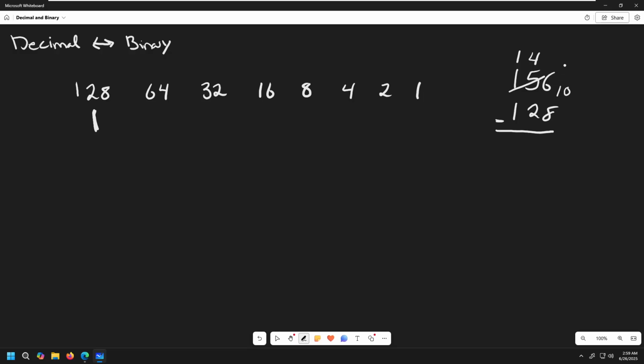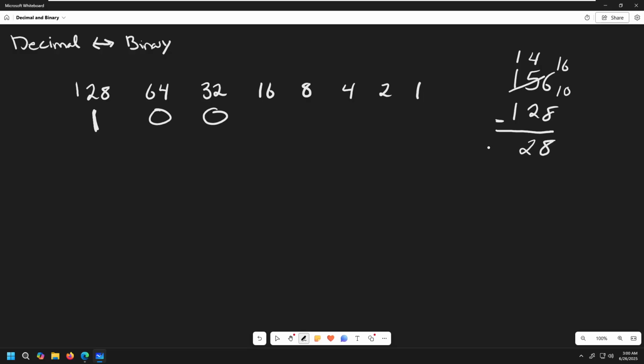So I've got to borrow here, and this becomes 16. 16 minus 8 is just 8, I hope. And 14 minus 12 is 2. So, is 64 less than 28? And of course the answer is no. So this bit location is turned off. Is 32 less than 28? Again, no. This bit location is turned off.